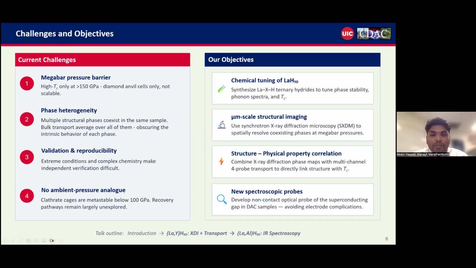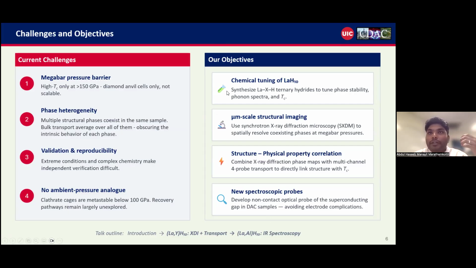And fourth, no ambient pressure analog. Clathrate cage structures are metastable below 100 GPa. Recovery paths are largely unexplored. We are slowly tapping into it with recent advancements in pressure quenching protocols. These were the 4 challenges that shaped my thesis.